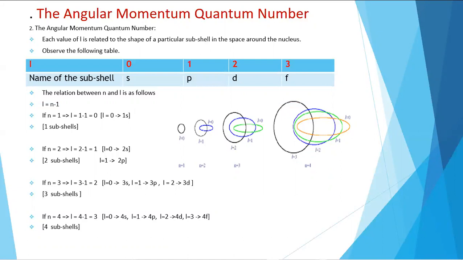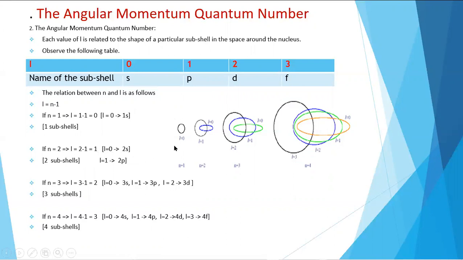If we put N equal to 1, then L will be 0. So here there is one subshell. See in the figure also, N equal to 1, so the L value will be 0. There will be only one orbital, one S subshell. That is called the 1s subshell. And if we put N equal to 2, the L value will be 1.